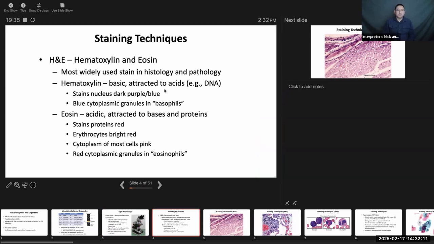By far, the most commonly used staining technique in the medical field is what's known as H&E staining. H&E is short for hematoxylin and eosin. It's a combination of two different dyes or stains that are used to stain different things within the cells. So this stain is used widely in histology.